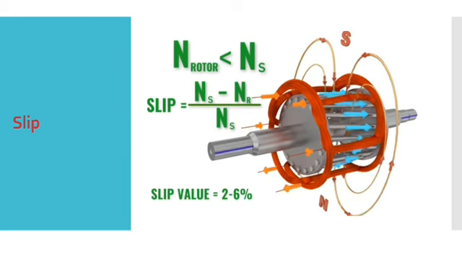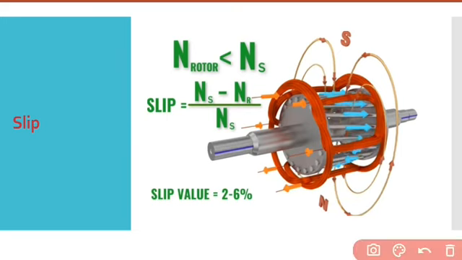Now we consider that the rotor speed is slightly less than the synchronous speed. Over here you can see the rotor speed is slightly less than the synchronous speed. The difference between the synchronous speed and the rotor speed is known as slip. Generally the slip value is 2 to 6%. So the difference between the synchronous speed and the rotor speed gives you the slip, and we consider the value of slip between 2 to 6%.